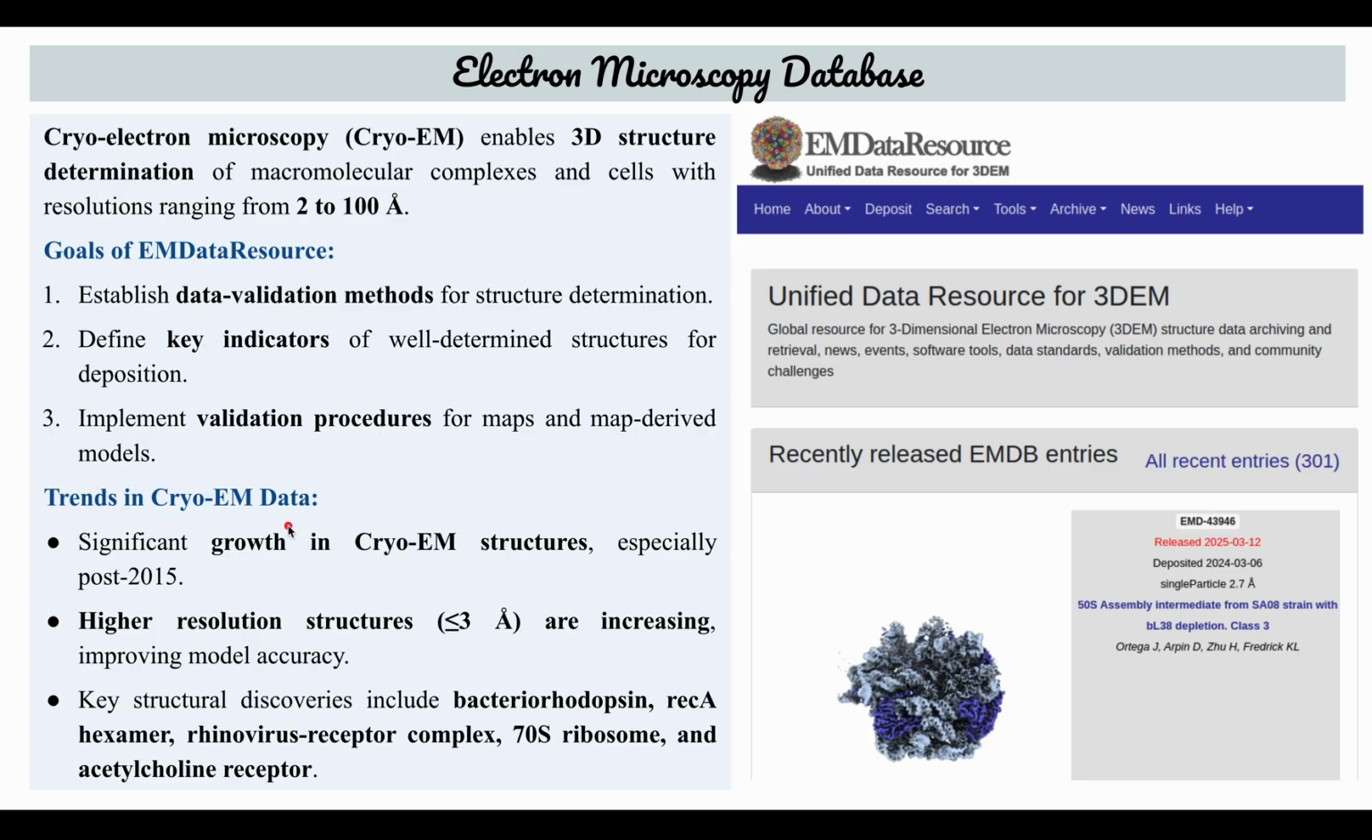If we look at the trends of this cryo-EM data, there is significant growth in cryo-EM structures, especially after 2015. We have also seen that the resolution has increased, which has improved the accuracy of electron microscopy. Key discoveries of cryo-EM are bacteriorhodopsin, RecA hexamer, rhinovirus receptor complex, 70S ribosomes, and acetylcholine receptor. Along with this, SARS-CoV-2 structures are now well seen with the help of cryo-electron microscopy.